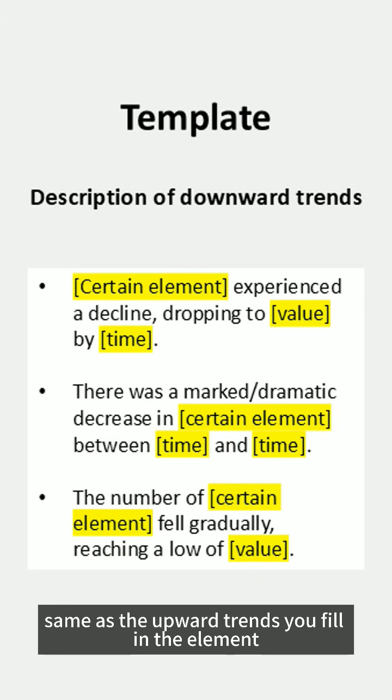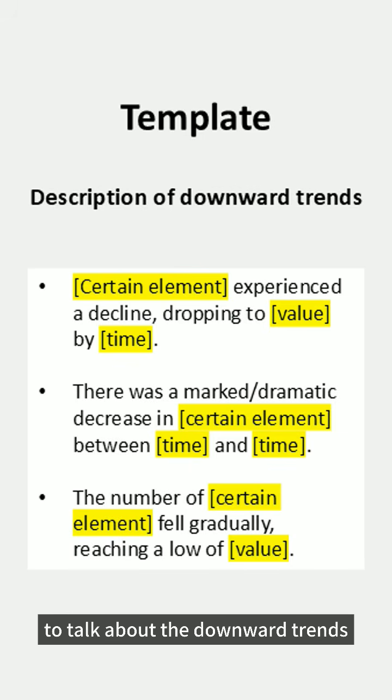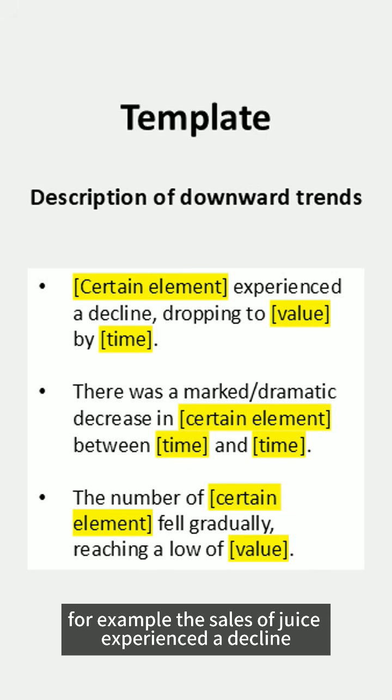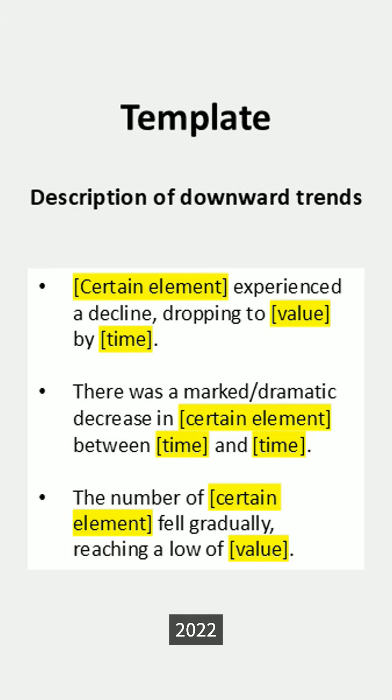Same as the upward trends, you fill in the element, the time, and the value. You can use these sentences to talk about the downward trends. For example, the sales of juice experienced a decline, dropping to 8,000 cups by 2022.